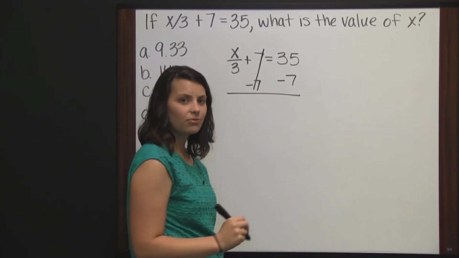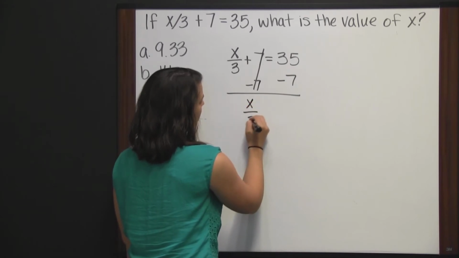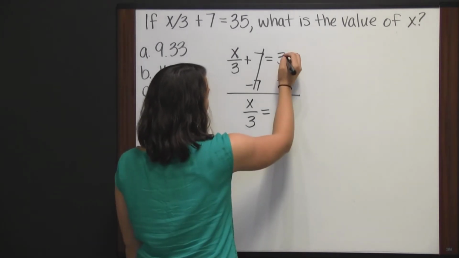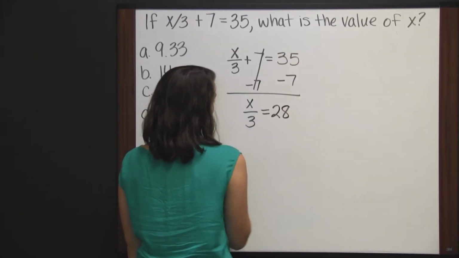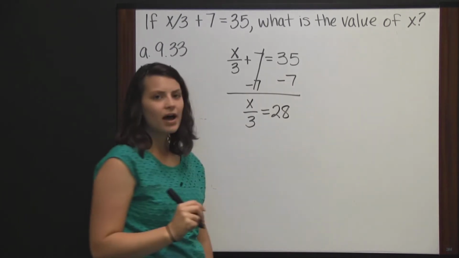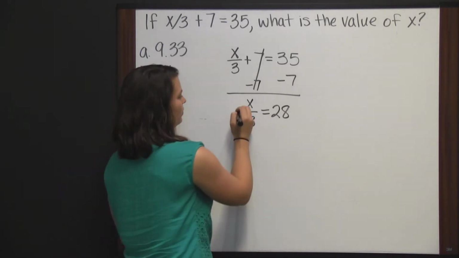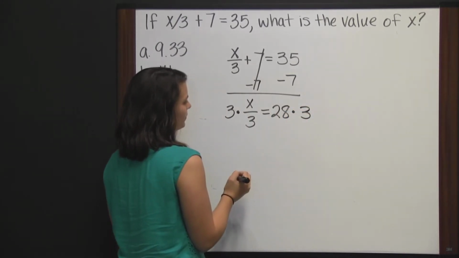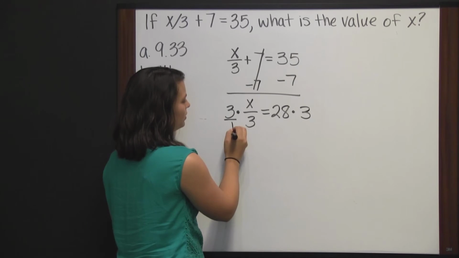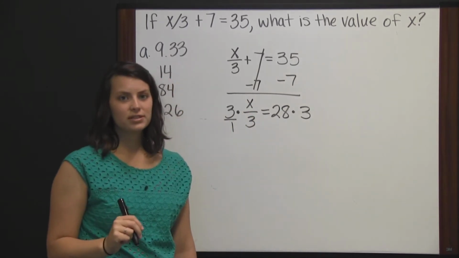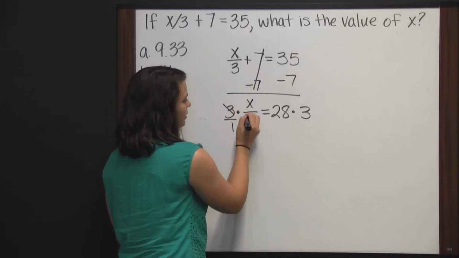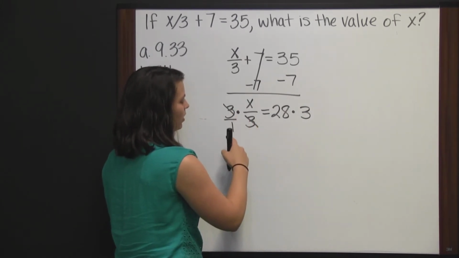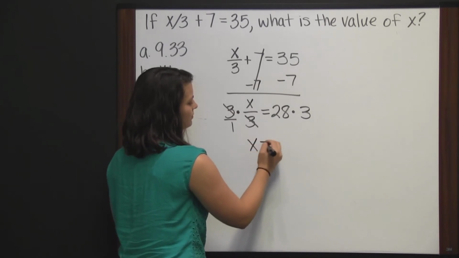So on the left side, we're left with x divided by 3. And on the right side, 35 minus 7 is 28. The opposite of dividing by 3 is multiplying by 3. So now we need to multiply both sides by 3. If you put this 3 over 1, now you're multiplying two fractions together, and the numerator and this denominator cross cancel, and you're simply left with x divided by 1, which is just x.